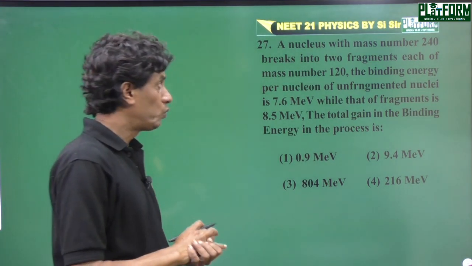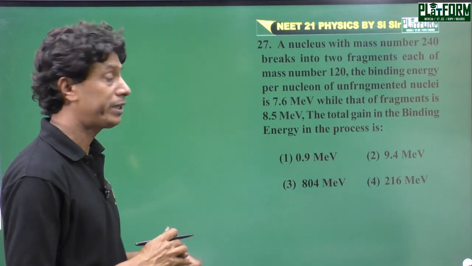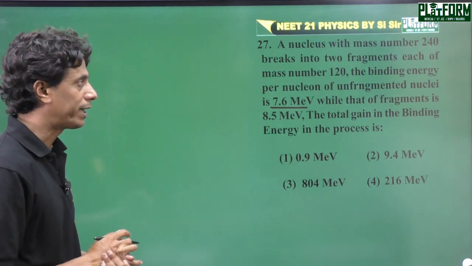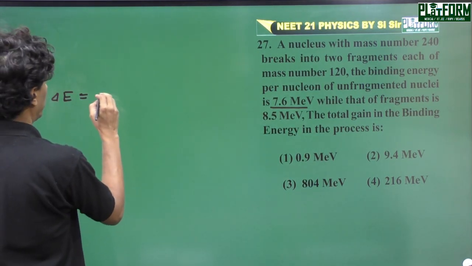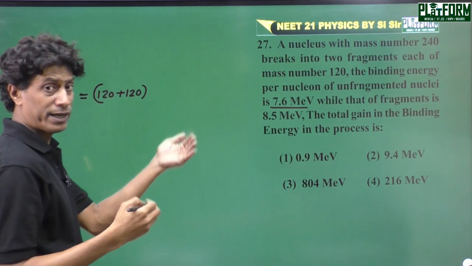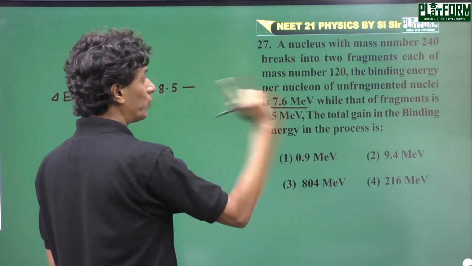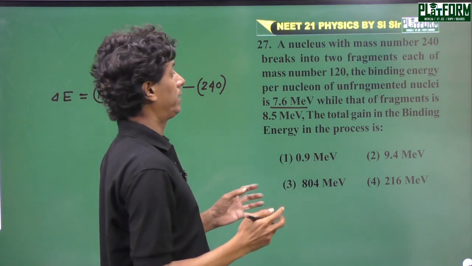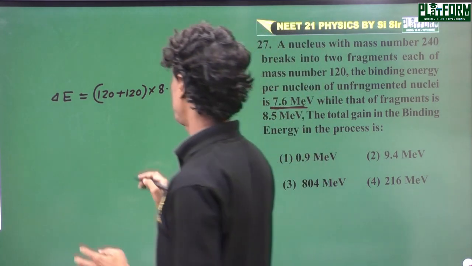A nucleus with mass number 240 breaks into two fragments, each of mass 120. The binding energy per nucleon of the unfragmented nucleus is 7.6 MeV, while that of the fragments is 8.5 MeV. What is the total gain in the binding energy? Actually, it is 120 plus 120 into 8.5 for the two fragments. Similarly, for the nucleus, 240 is the number of nucleons, and the binding energy per nucleon given is 7.6, so into 7.6. Simple question, you just have to calculate this.